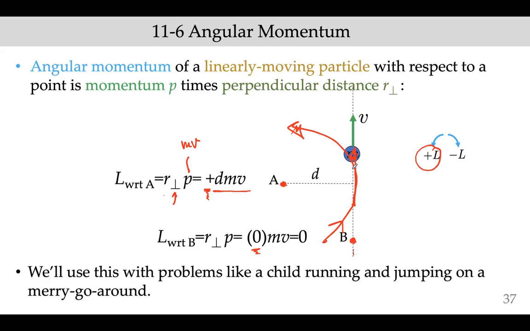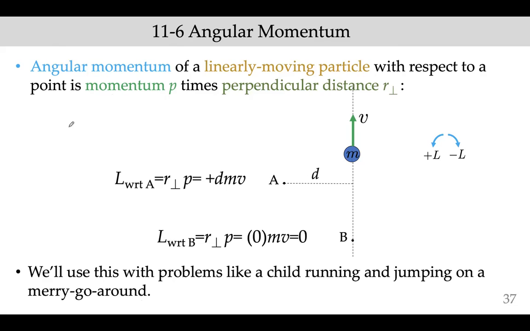You may say, okay, why do we have this? Why are we going to use it at all? Or why do we make this definition, angular momentum of an object that's not actually going in a circle, that's going straight? Well, we will use this with problems like a child running and jumping on a merry-go-round, and you will see in the next slides.